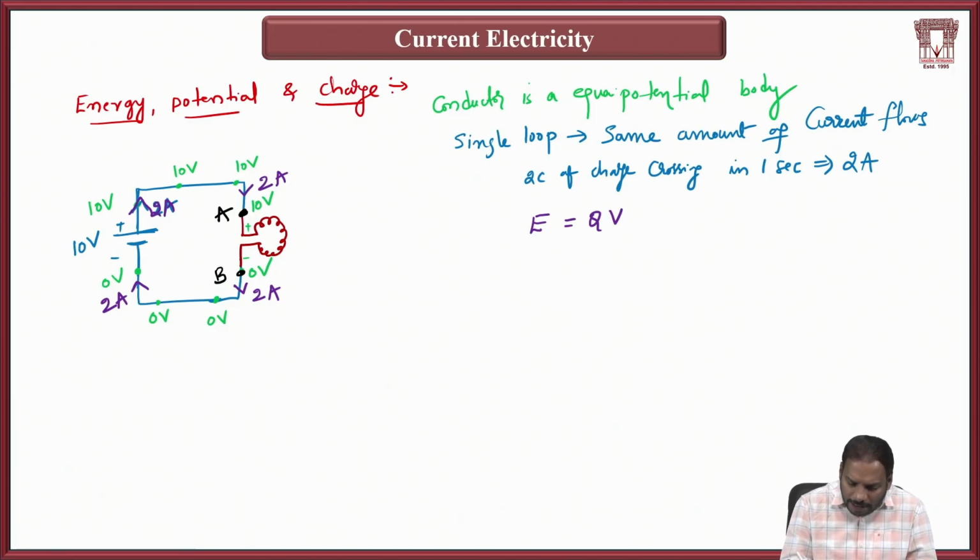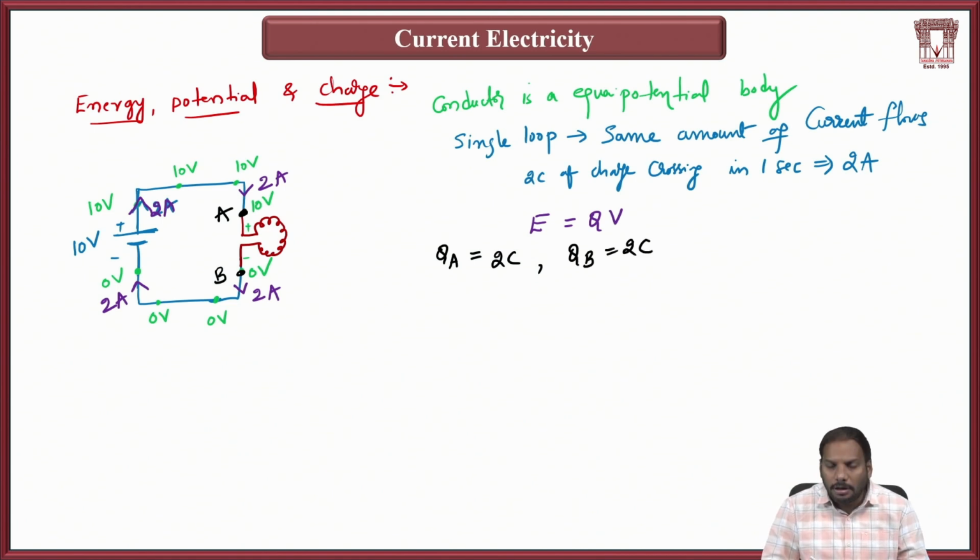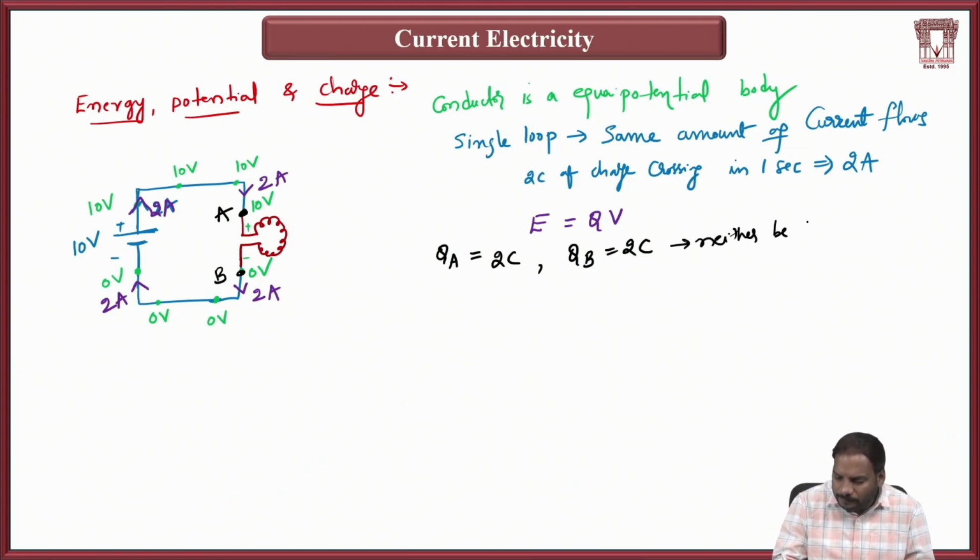Let us assume the charge at point A, that is Q at point A, is equal to 2 coulombs. Similarly, the charge at point B, QB, is also 2 coulombs. Because the charge can neither be created nor be destroyed.